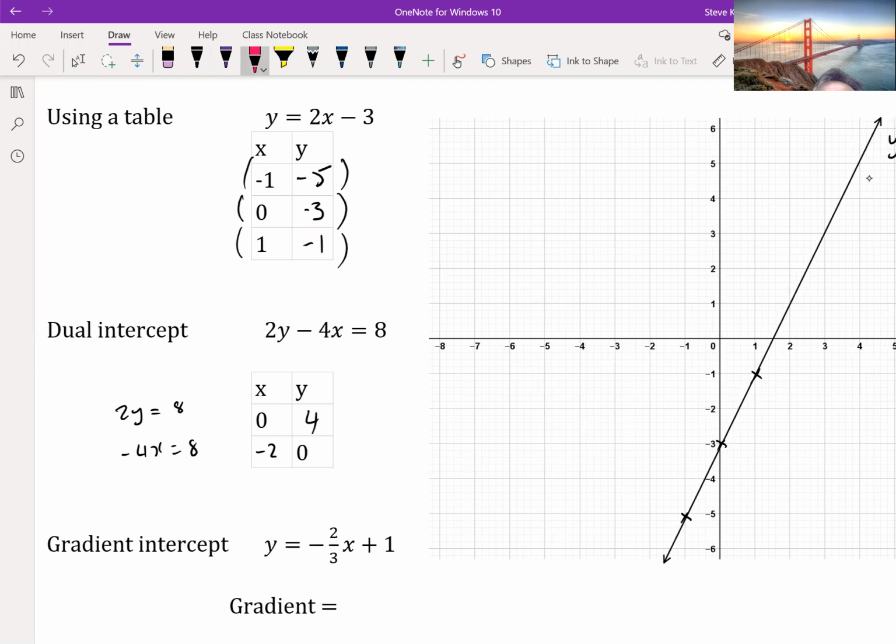So (0, 4) is up over here, and (-2, 0) is down over here. There are my 2 points. All I have to do now is to draw my line between them. And if I get the line up, there it goes.